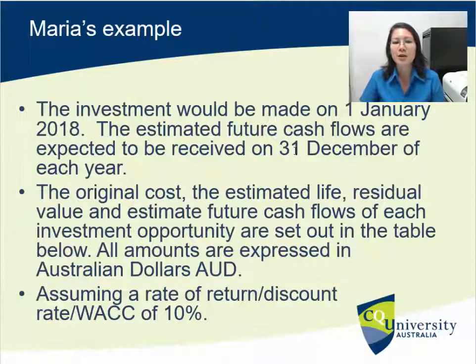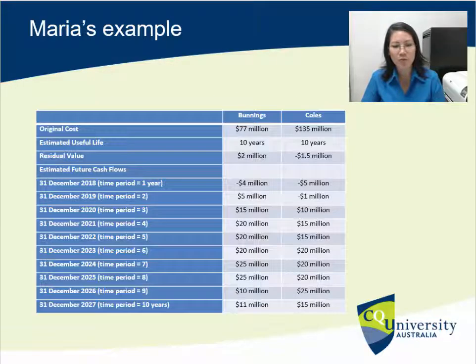So I'm going to make the investment on the 1st of January, which actually is today's date. The estimated future cash flows are expected to be received on 31st of December of each year. The original cost, the estimated life, residual value, and estimated future cash flows of each investment are set out in the table below, and I've typed them into a nice neat table and copied it into the slides for you. I've said that all amounts are expressed in Australian dollars because all of Wesfarmers' financials are expressed in Australian dollars, and we're actually using that weighted average cost of capital of 10% because that's what I used in my ratios as the cost of capital. So that's my discount rate or rate of return.